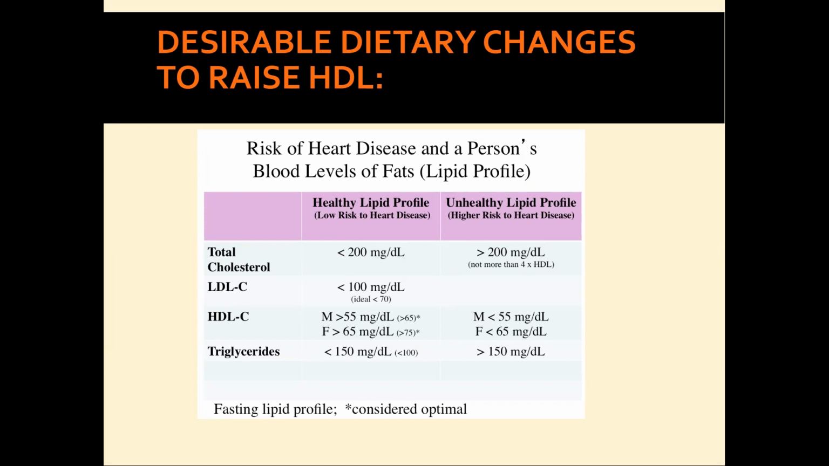And while there are other blood tests, the classic things that are measured are your total blood cholesterol, your blood level of LDL-C, your blood levels of HDL-C, and blood levels of your triglycerides. You see that a healthy profile, a low risk of heart disease, is seen in persons with low total cholesterol, also low LDL, higher HDL, and lower triglycerides.